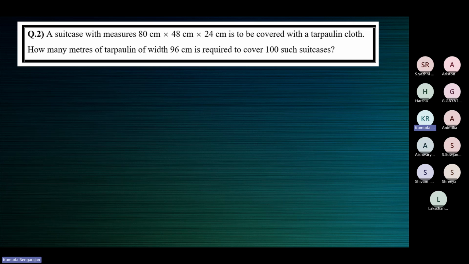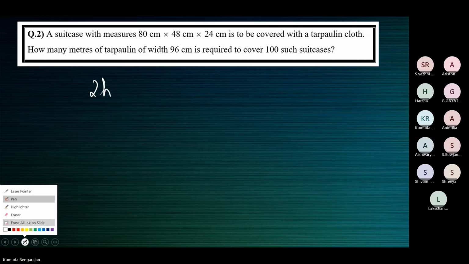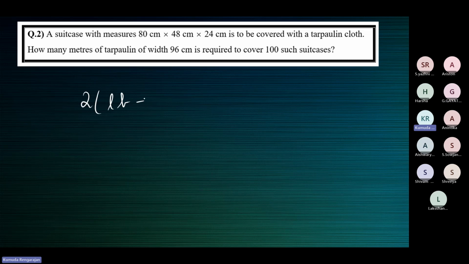Multiply that by 100 to get the area of tarpaulin required to cover 100 suitcases. 2 into LB plus BH plus LH will give you the area of tarpaulin needed to cover one suitcase. Multiply by 100, and you will get the area of tarpaulin needed to cover 100 such suitcases.